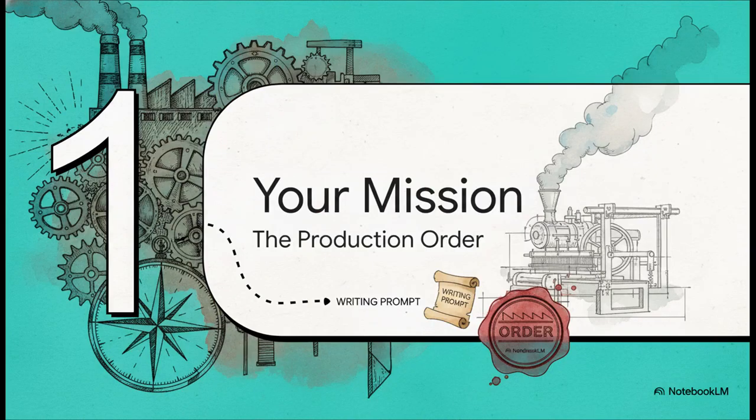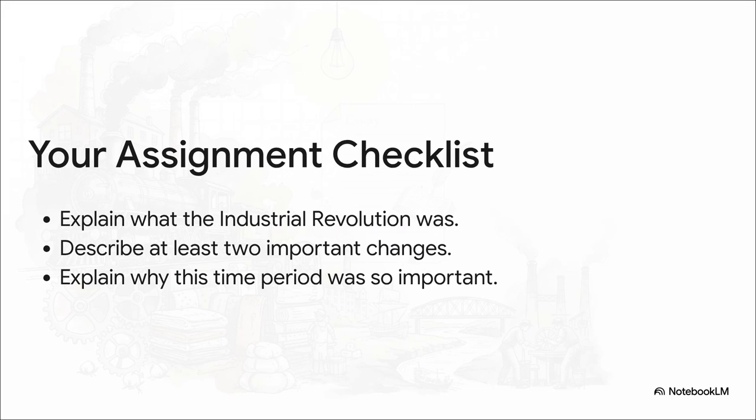First up, your mission, the production order. So every big project needs a mission, right? Well, think of your writing assignment as the official production order. It's the list that tells you exactly what needs to be in the final product. So what's on this checklist?